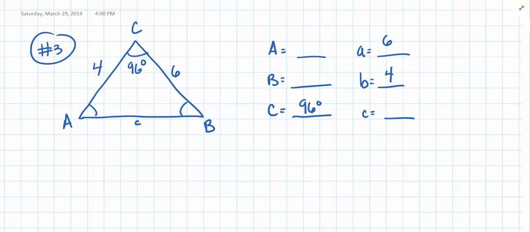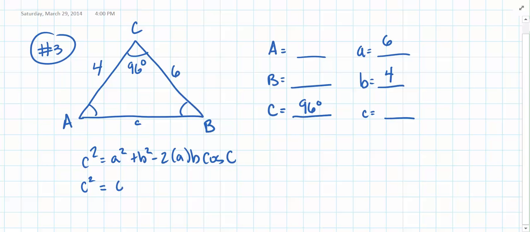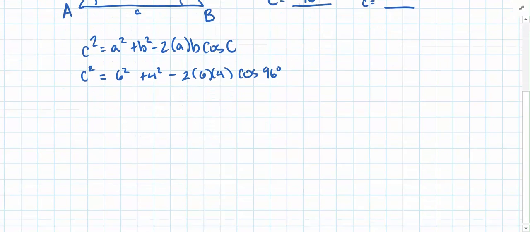So here's your setup, and you have everything perfect so far. You've solved for c, right? So you're going to do c squared equals a squared plus b squared minus 2ab times the cosine of the angle opposite side, which in this case is c. So c squared is going to be 6 squared plus 4 squared minus 2 times 6 times 4 times your cosine of 96 degrees. So I'll move it up.